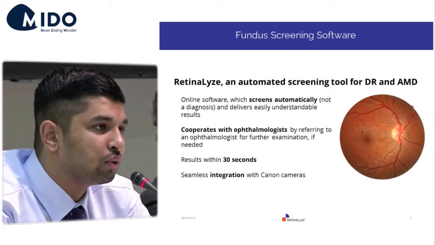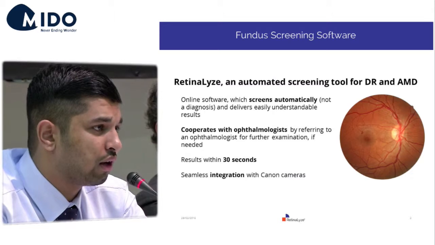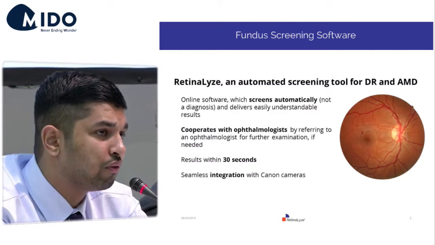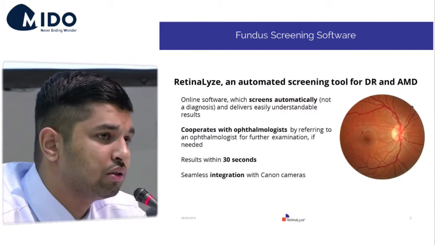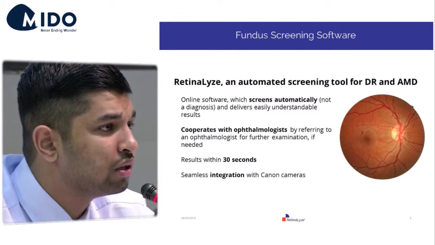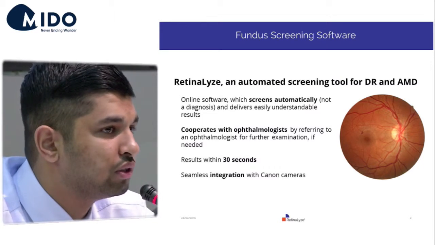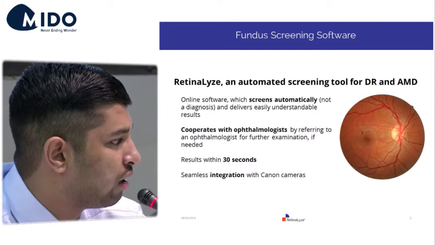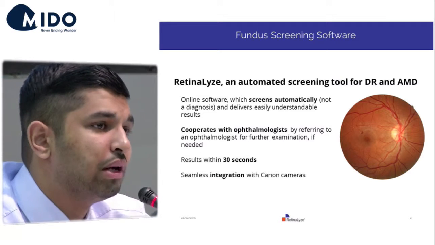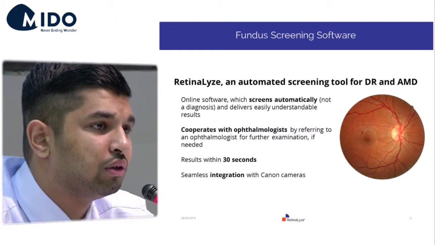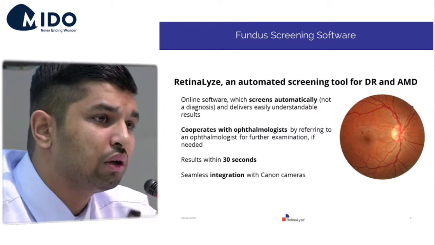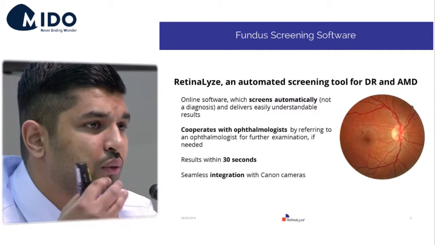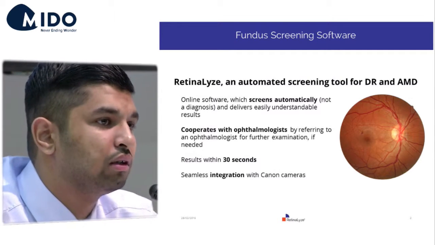Retinalyze is an automated algorithm for screening for diabetic retinopathy and macular degeneration. Retinalyze makes it easier for you to perform retina image screenings by making it faster, much easier, and also cheaper to perform these screenings. It's an online software which screens automatically, and we cooperate with ophthalmologists to make sure that we verify each result that comes out of this algorithm. It gives results automatically within 30 seconds, and we also have seamless integration with fundus cameras, so you don't have to transfer data manually.